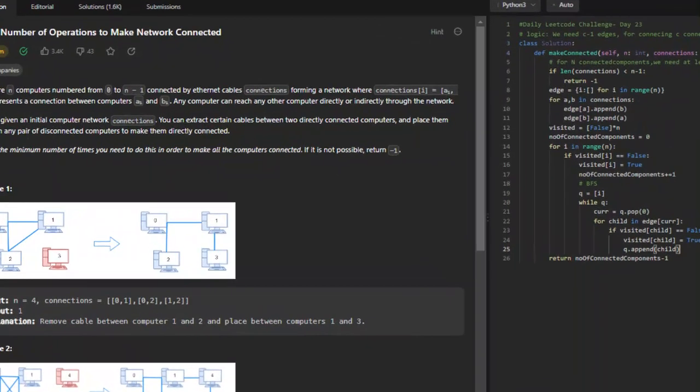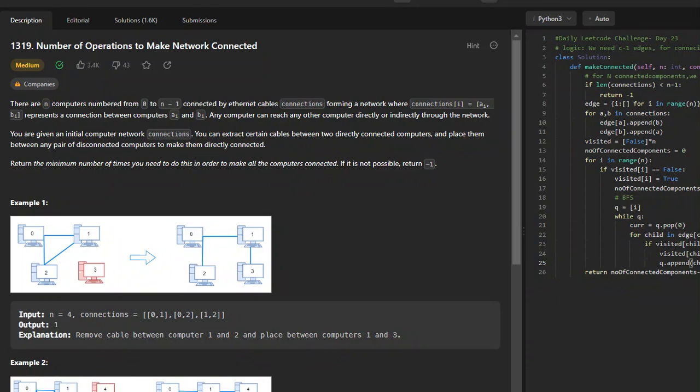So, let me tell you what the question is. It's question 1319 and the name is Number of Operations to Make Network Connected. What is given to us is the number of nodes in this connection, right? For example, in this diagram you can see 0, 1, 2, and 3. The computers are numbered from 0 to n minus 1, and this n value is given to us as an input, right? Then you are given a connections array.